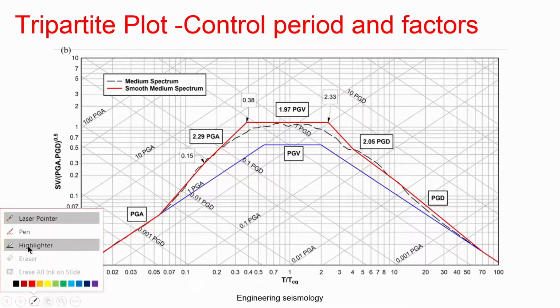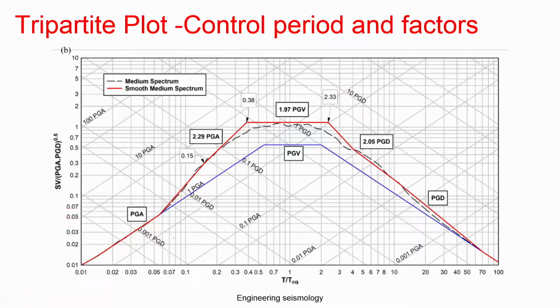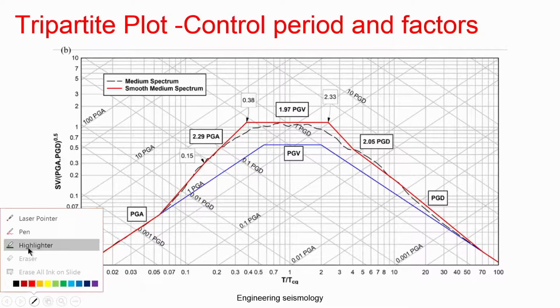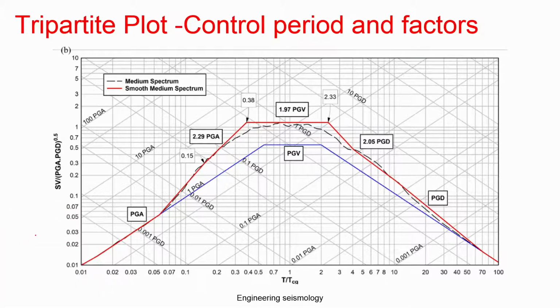So you plot this in the normal graph like this. Okay, so this is the acceleration sensitive region, this is the velocity sensitive region, and this is the displacement sensitive region. So, this is called a design spectrum. Okay, this is called a design spectrum.